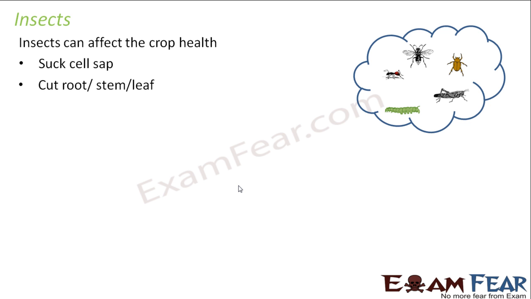It can cut the root, stem, or leaves. It can eat away the leaves and all, bore into stem or fruits. So it can again get inside the fruits and it can spoil the fruits. It can eat up leaves. So insects can harm a plant in a plenty number of ways.